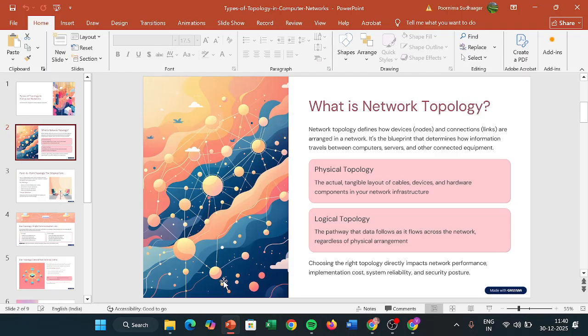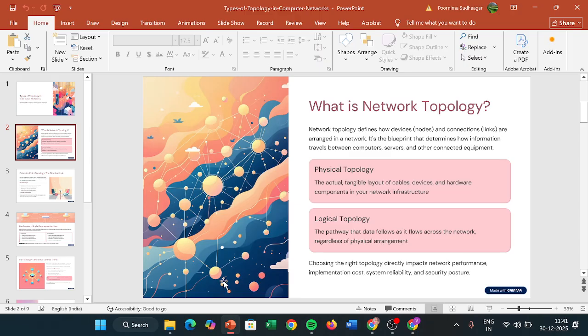So network topology is the arrangement of the devices and connections in a computer network. It shows how the computers, servers and other devices are connected and the data flow between them. Actually, we can say that it is a blueprint. It determines how information travels between the computers and servers.